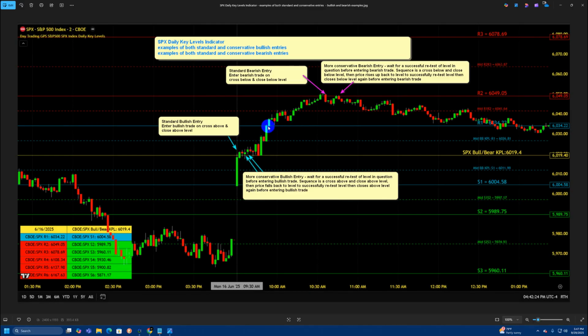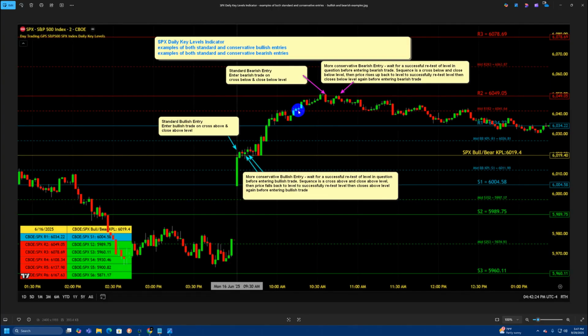If you instead, like the second point we're getting at, waited to take an entry off of the R1 level on this cross and close above, then your standard stop loss on that trade is the first midpoint below the R1 level, which is this mid BB-KPL R1. And if you instead took the tight stop loss, then it would be the QL below the R1 level, which would be the midpoint between this level and this level, which again, on the new V2.0 indicator, auto plot as well, the QL levels.